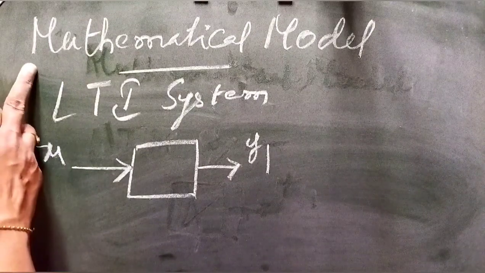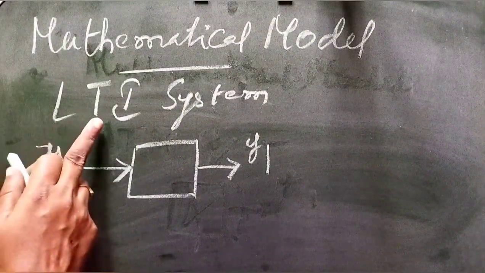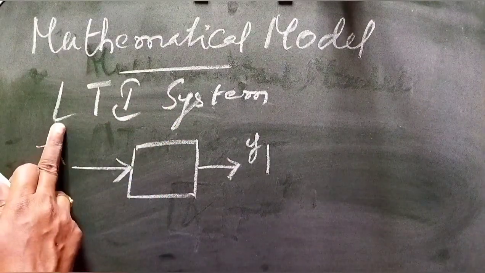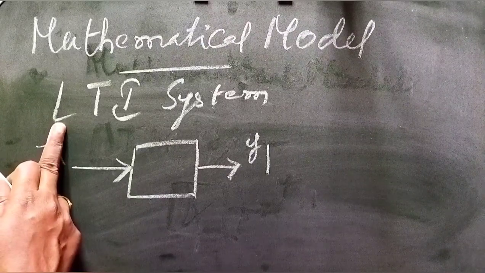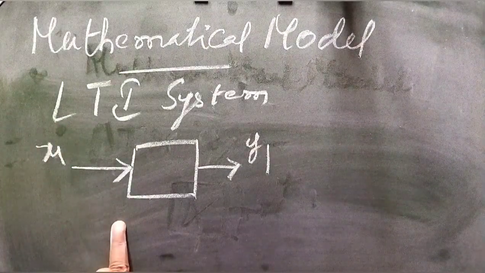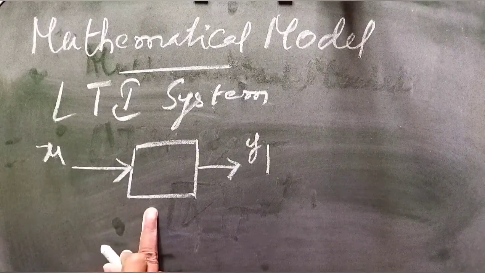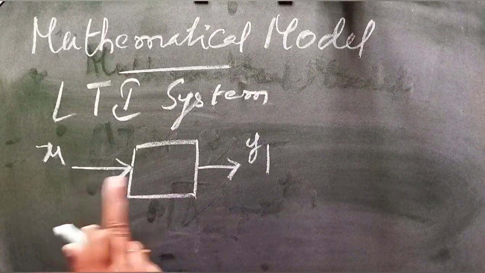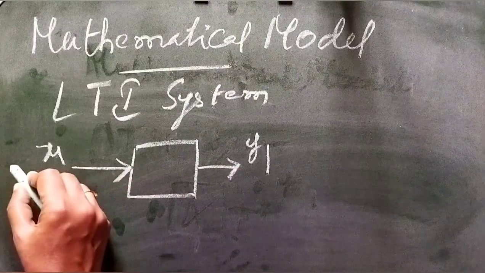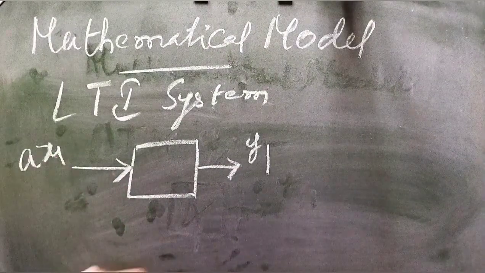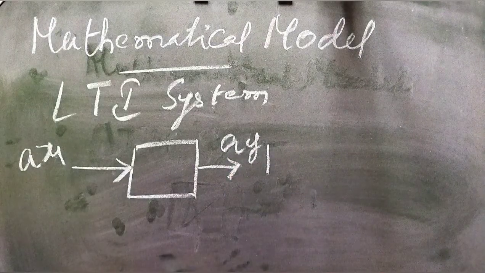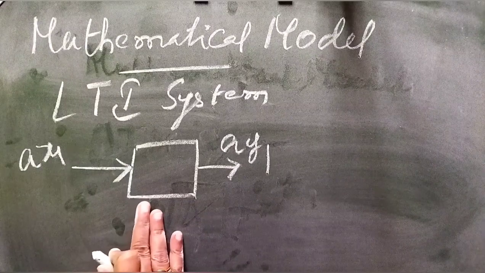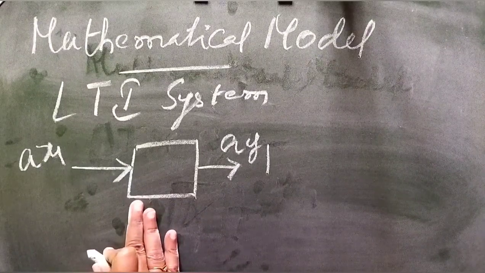Now we'll see the mathematical model for a linear time invariant system. For a linear system, that system should definitely hold the principle of homogeneity. Let's see what it is. For example, if we consider a linear system where x1 is the input given to it and y1 is the output, now if the input is a x1, you get the output a y1. So for a linear system, the very first thing is it should follow the principle of homogeneity.